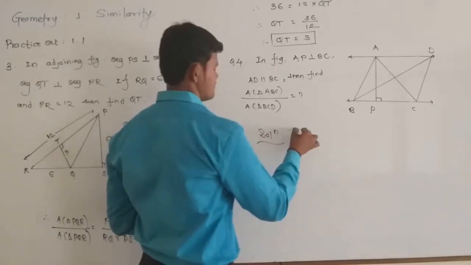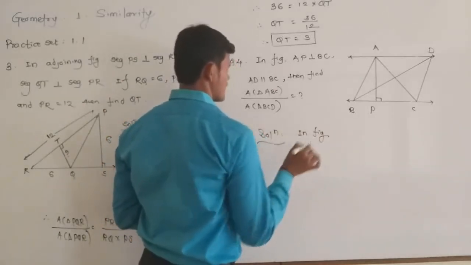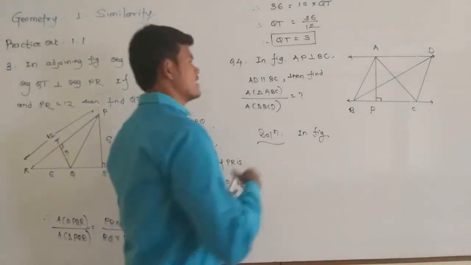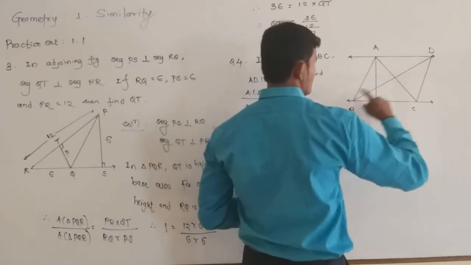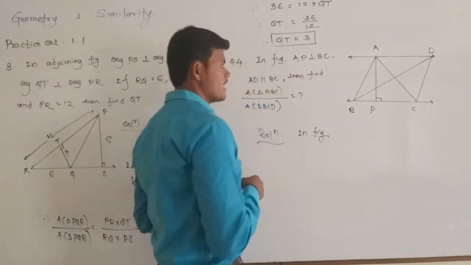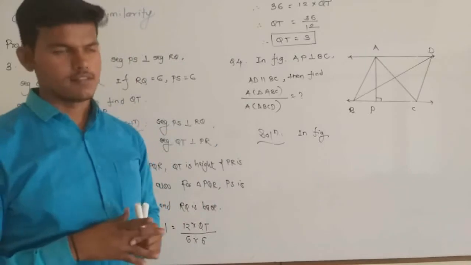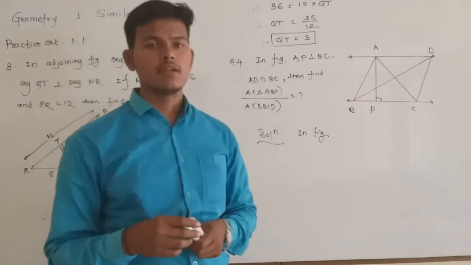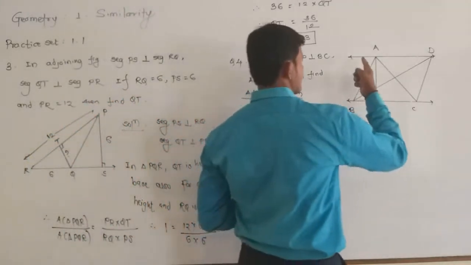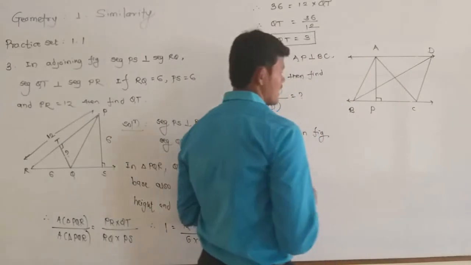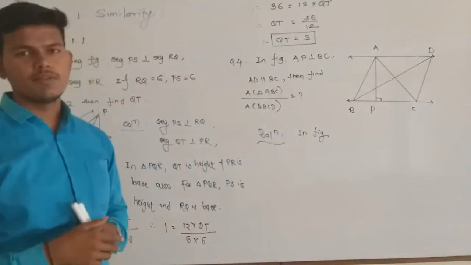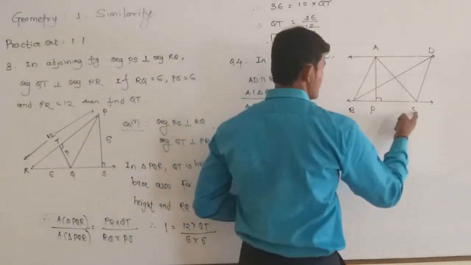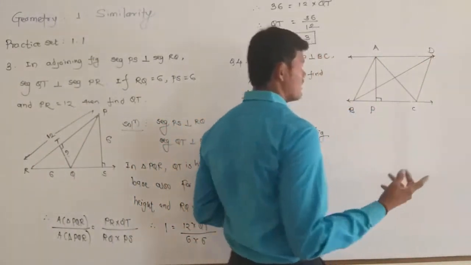In the figure, given that AD is parallel to BC, so triangle ABC and triangle BCD both are enclosed in the two parallel lines. And if two triangles are enclosed in the two parallel lines, that means their heights are equal. Why are their heights equal? Because line AD is parallel to BC. And if two lines are parallel, that means the distance between two parallel lines is always constant. That means the heights of triangle ABC and triangle BCD are the same.